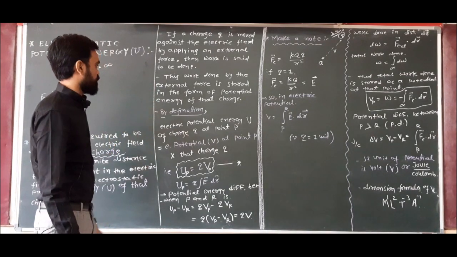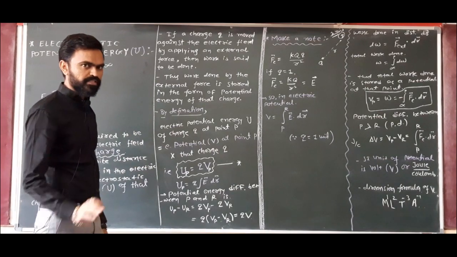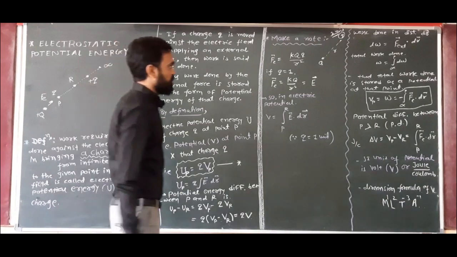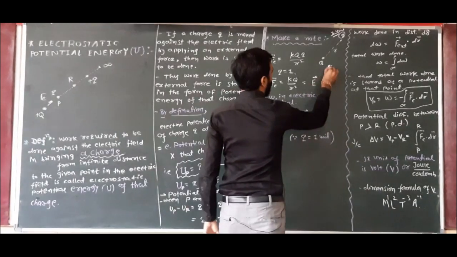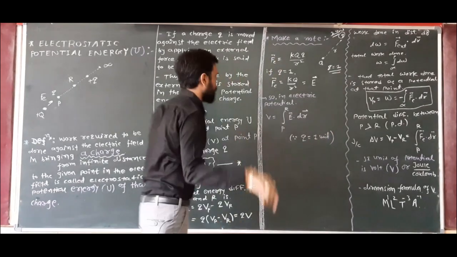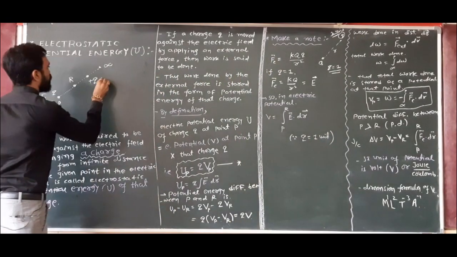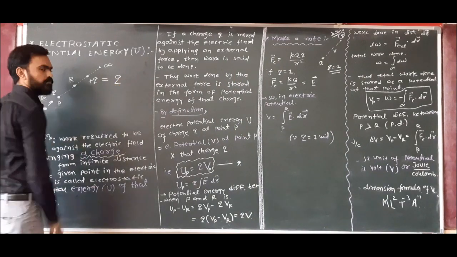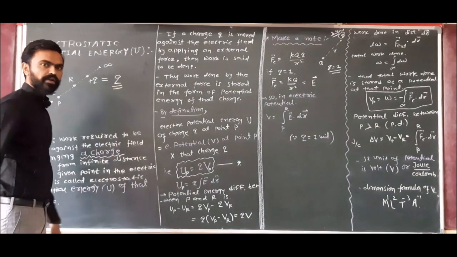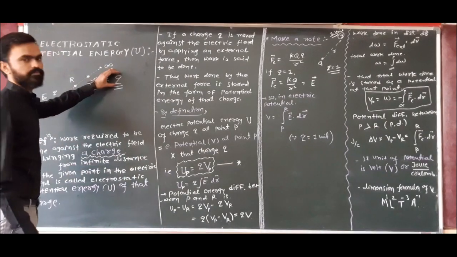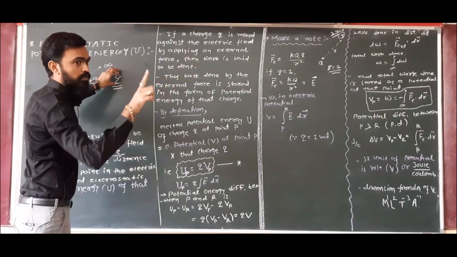Okay. By definition, what is the difference between potential and potential energy? In the potential, Q is equal to 1. But in the potential energy, Q is not equal to 1, but Q is equal to Q itself, Q coulomb, for example. You are getting the point, right? So in both these cases, the difference is only Q. And then we use Q equal to 1.